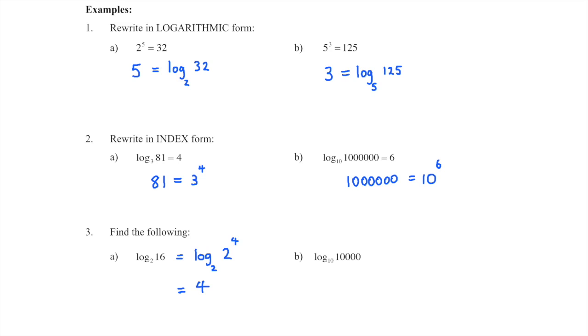Part B. What power do you put above the number 10 to get an answer of 10,000? Well, I know 10 to the power of 4 is 10,000, so the power I put above the 10 would be the number 4.